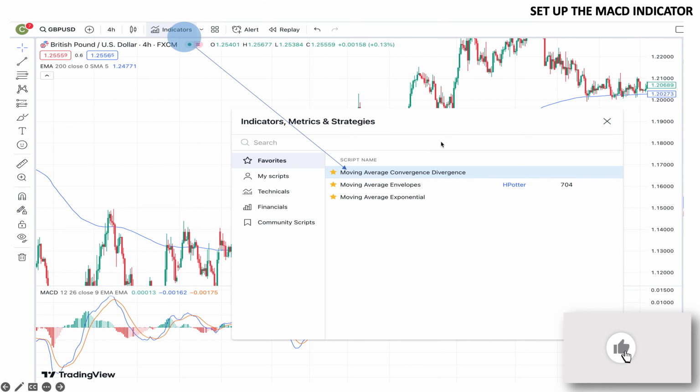Now, how can you set up a MACD indicator? Very simple. Go to the indicators at the top of your TradingView. Once you click on it, you see the search icon. You type in moving average convergence divergence. Like I said, you can favorite them so you don't have to look for them like I always do. Favorite it, and then you click on it. And as soon as you click on it, you automatically have the MACD on your screen.